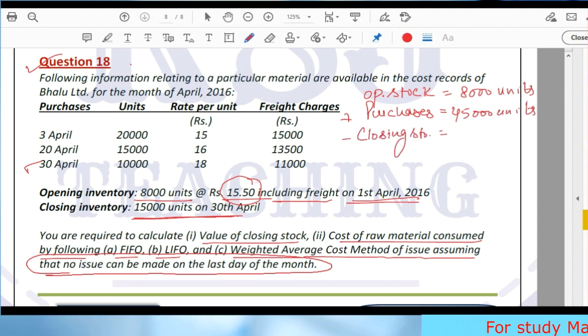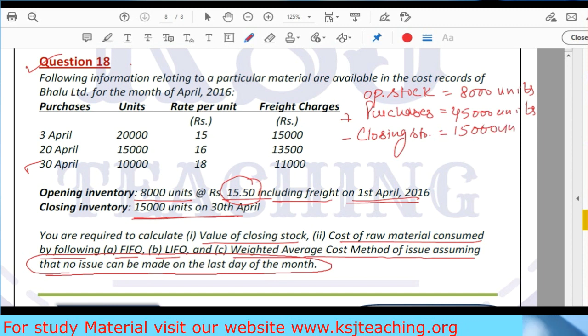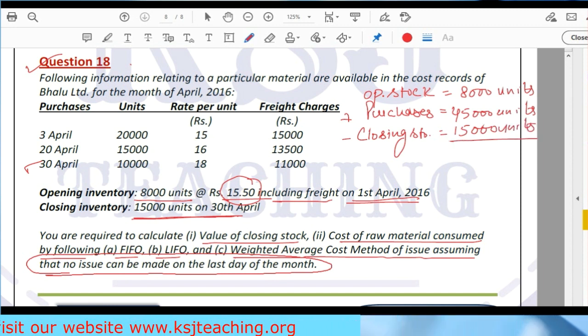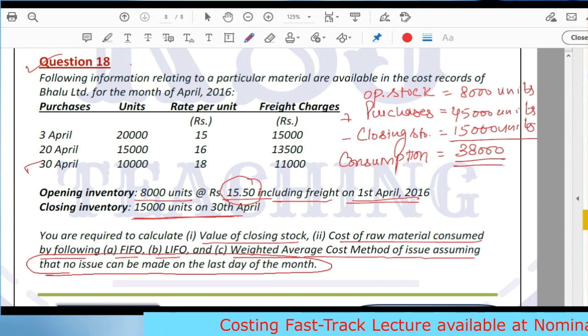Right? And what is the closing stock there? What is the closing stock, sir? Closing stock is 15,000 units. So can you tell me the units consumption? What is the consumption, sir? How many units have been consumed? The units consumed is 38,000 units have been consumed.